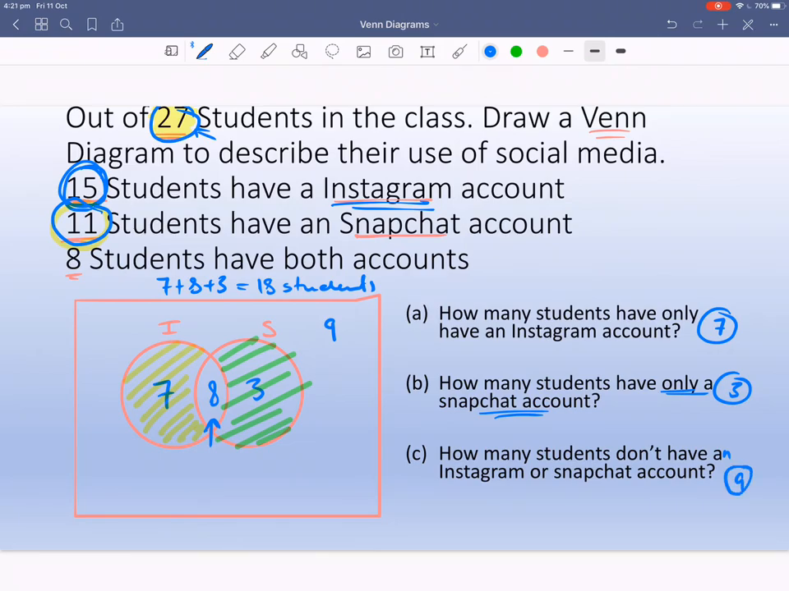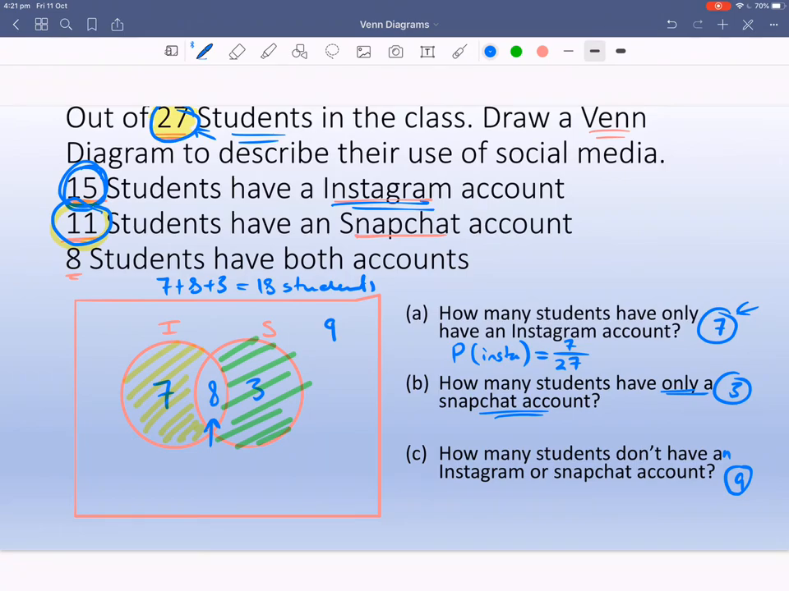Now let's use this in probability. I'm going to do A as a probability. What's the probability that a student in this class has an Instagram account? So I'm going to write probability, Insta. How many students are there? Well, there's 7 out of how many students in total? 27. Okay. So that's how we will use probability within Venn diagrams.